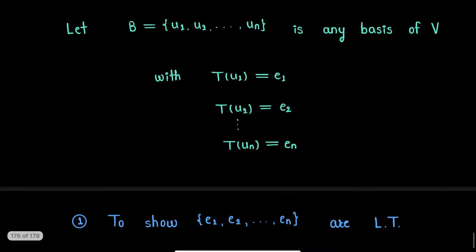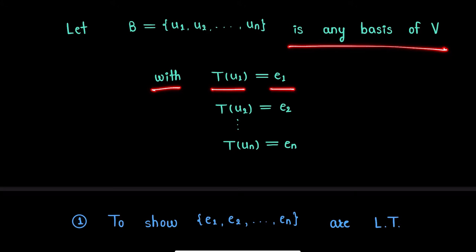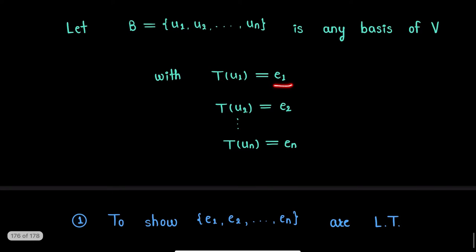Next, let the set B, consisting of n vectors u1, u2 up to un, be an arbitrary basis of vector space V, with T of u1 equal to e1, T of u2 equal to e2, up to T of un equal to en. That is, these n vectors e1, e2 up to en are the images of the basis vectors u1, u2 up to un under the homomorphism T respectively.